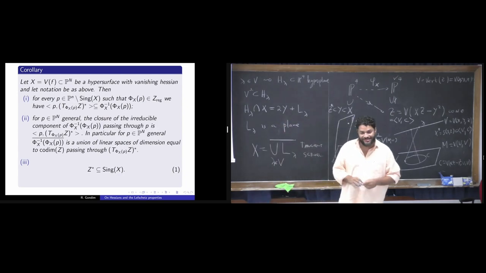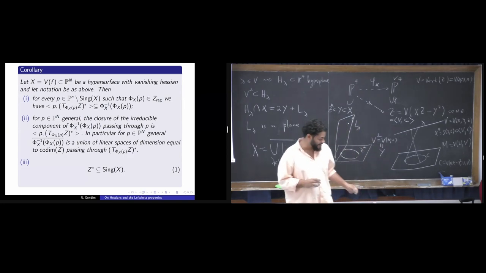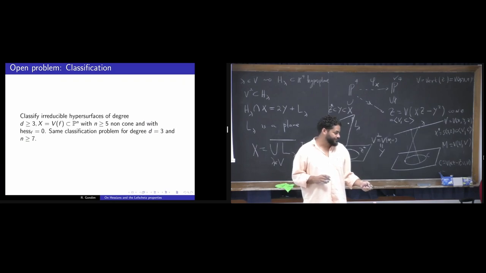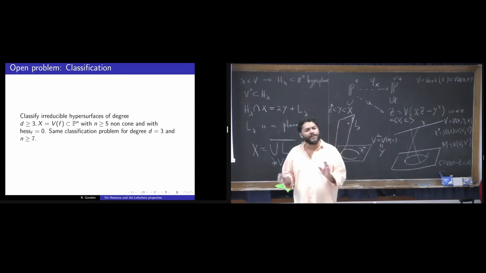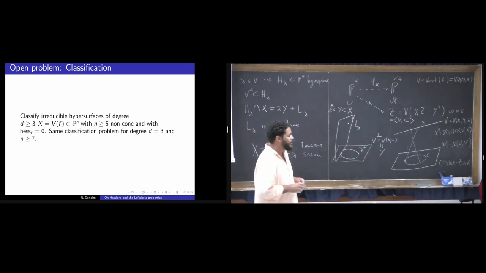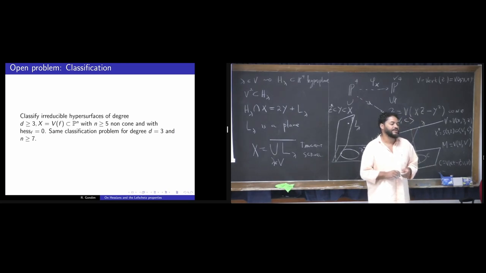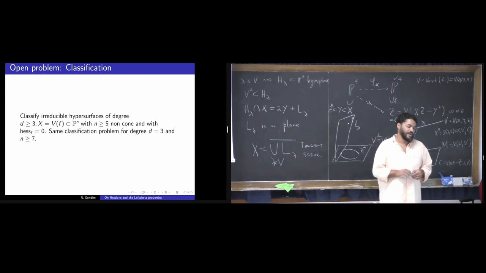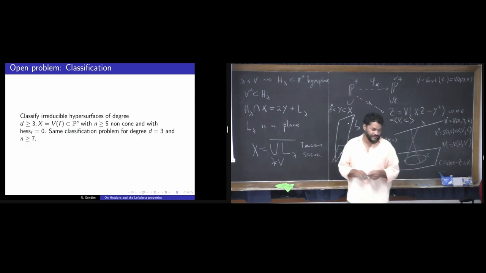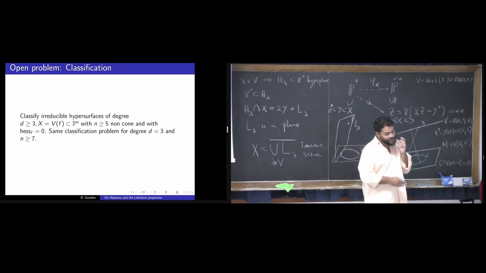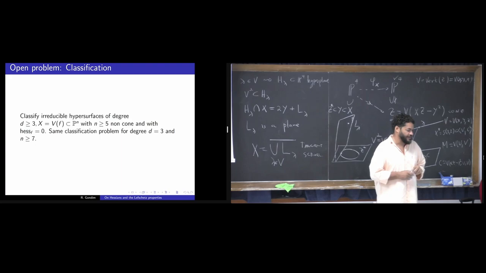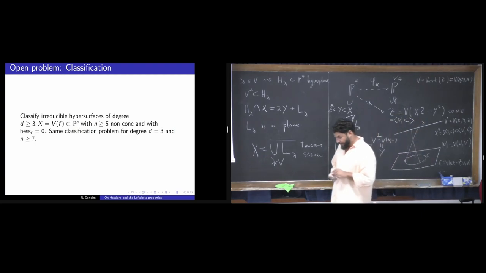And now it finishes the classical part. Let me just recall the very open problem of this first lecture, which is the classification of the irreducible hypersurfaces of degree d greater than or equal to 3 in P^n with n greater than or equal to 5, not a cone, and having vanishing Hessian. In the cubic case, the problem is closed up to P6, so the problem is open from P7.